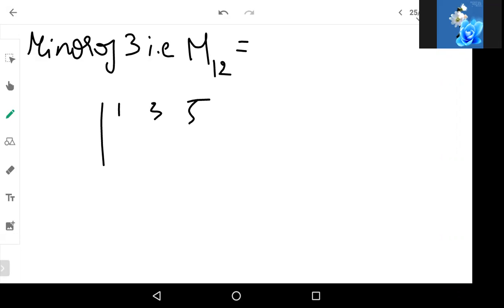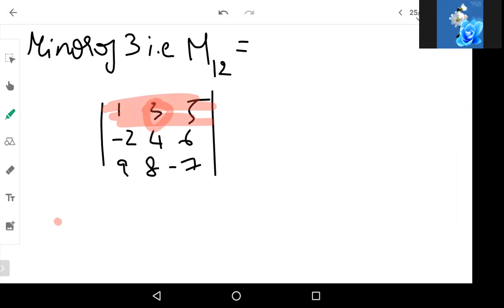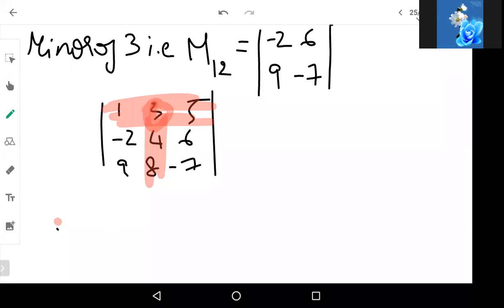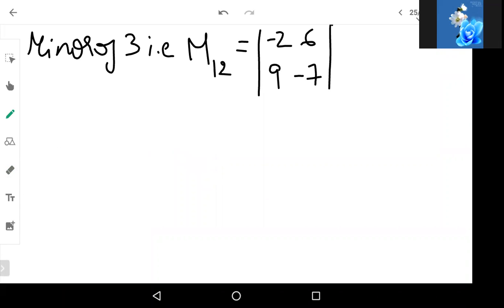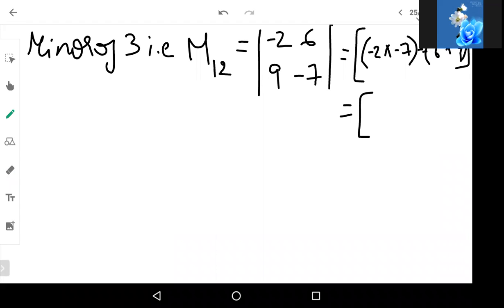So the determinant is 1, 3, 5, minus 2, 4, 6, and 9, 8, minus 7. Now, I want to find the minor for 3. So I have to delete the first row and the second column. What is remaining with me? -2, 6, 9, -7. Now solve this and say me the value of determinant. Just cross multiplication. -2 into -7 is 14, -6 into 9 is -54. So -40. So this is the minor value for 3.